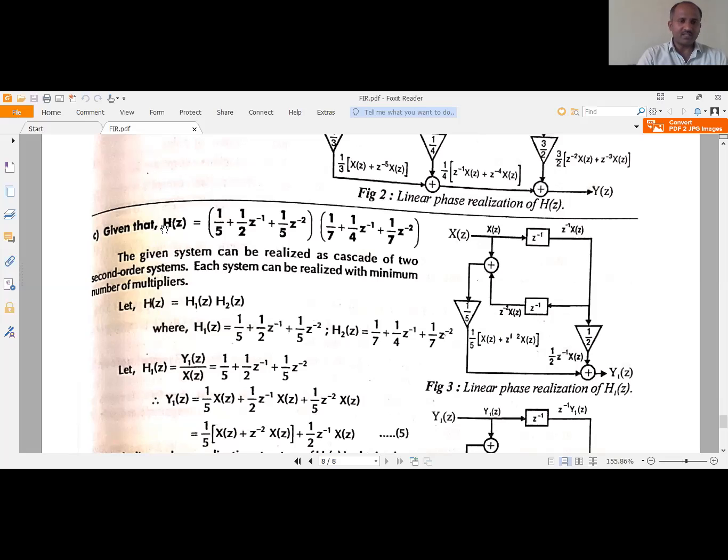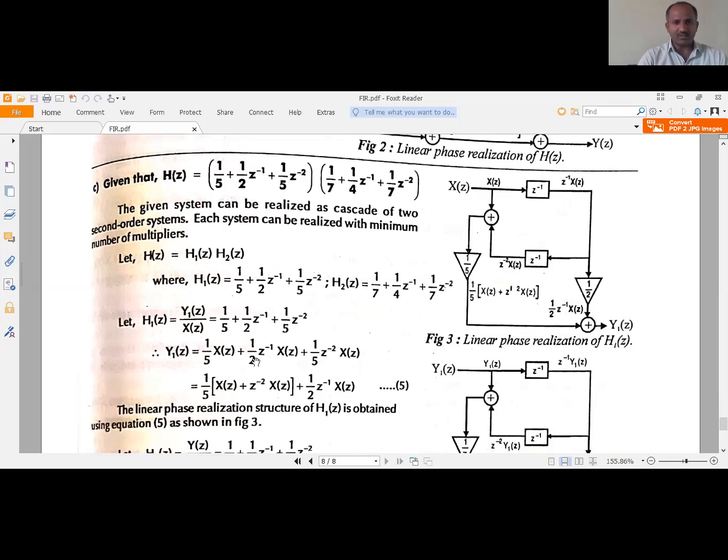See, while looking at this h of z, let h of z equal h1 of z into h2 of z. h1 of z, we can write as y1 of z by x of z. So then cross multiply, y1 of z we will get as 1 by 5 x of z, 1 by 2 into z power minus 1 into x of z, 1 by 5 into x of z into z power minus 2. And take 1 by 5 out, x of z plus 1 by 5 into z power minus 2, then 1 by 2 into z power minus 1 into x of z.